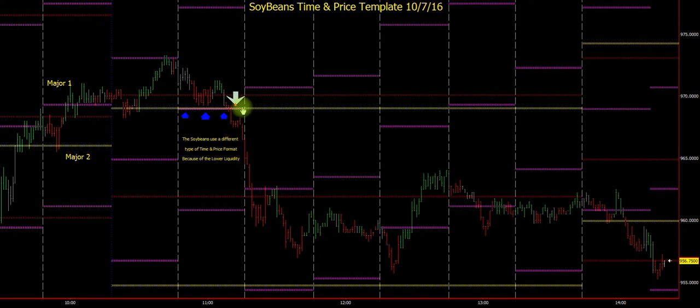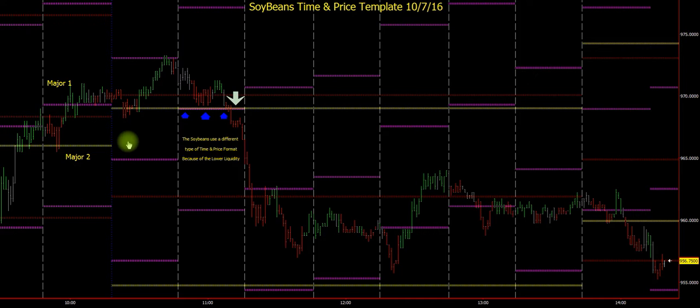I want you to notice here where this yellow line is, and right below it is a pink line. That's confluence. That's two sets of time and price coming together at the same time. Now, you see this in the ES, and you see it in crude, and in a lot of the other markets. But what I am going to tell you is that in the beans and in less liquid markets, when you see these, they have a lot more impact on price than they would in other liquid markets.